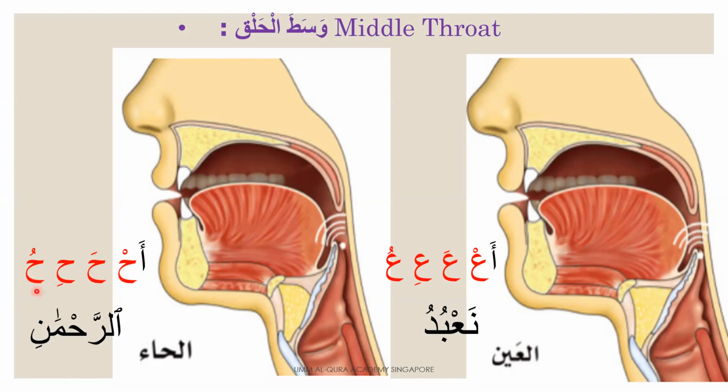With fatha, kasra, dhamma, you must have the air pushed forward. You must feel the air in your middle throat. For the sound of fatha, it should not sound like ha or he. It should be in the middle. It's not ha, it's not he.